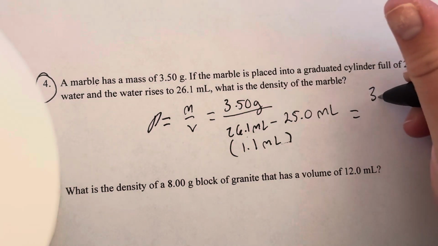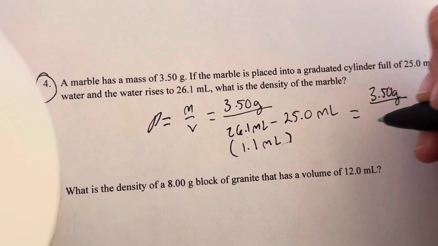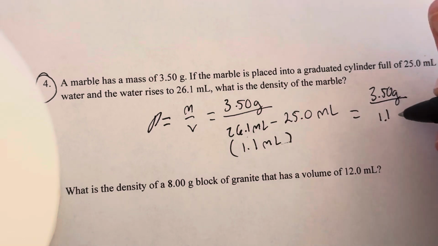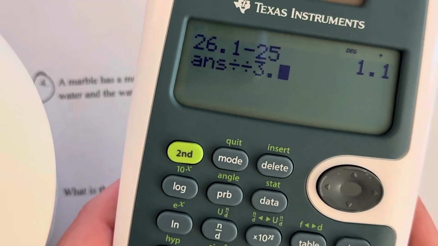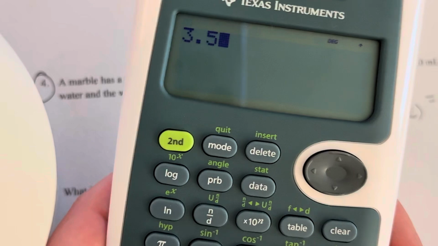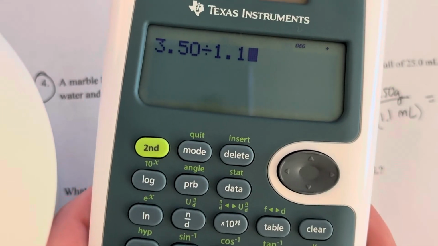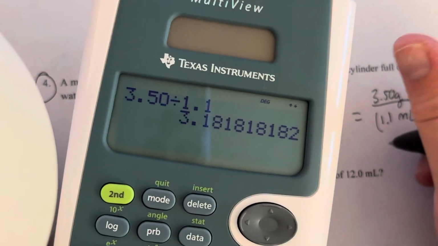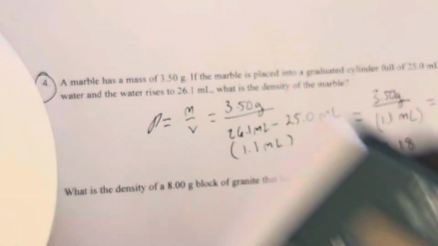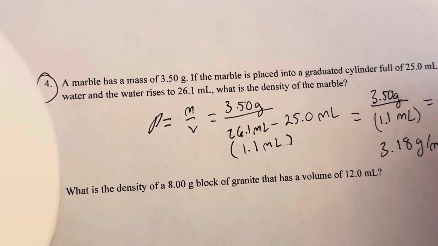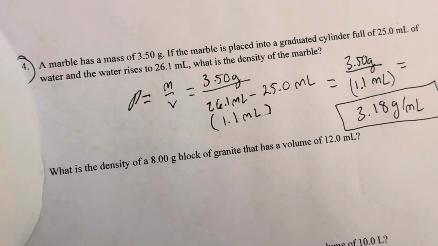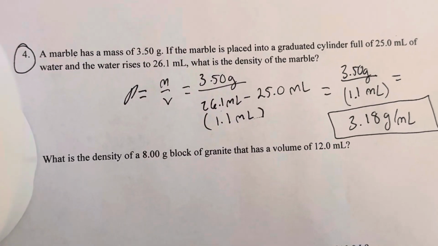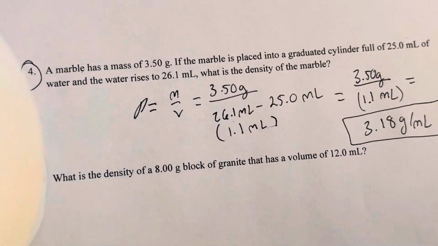So now I'm taking 3.50 grams, the mass of the marble, divided by the volume that marble took up. And 3.50 divided by 1.1 is 3.18 repeating. So I'll just do 3.18 grams per milliliter. I'm not going to be too picky about how you round here, but don't forget those units.